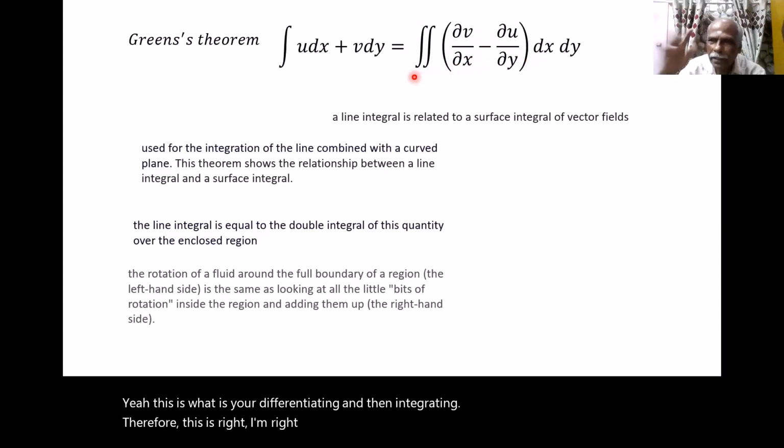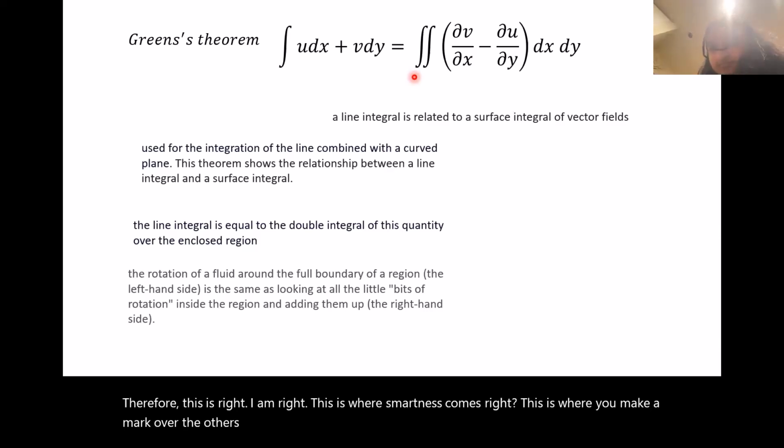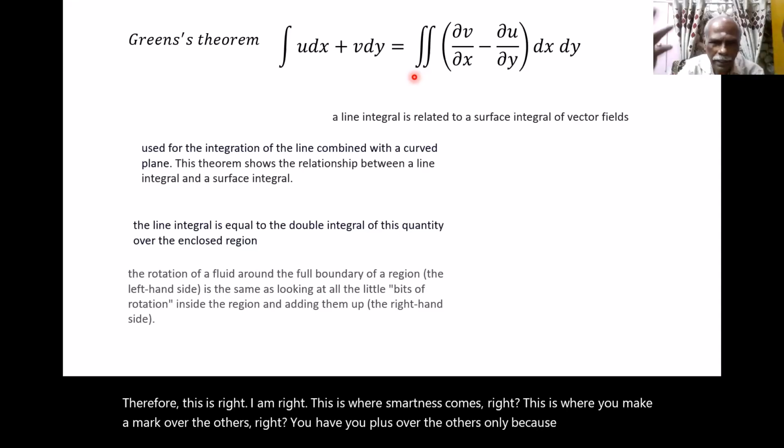This is where smart comes in. This is where you make a mark over the others, plus over the others only because you know it.